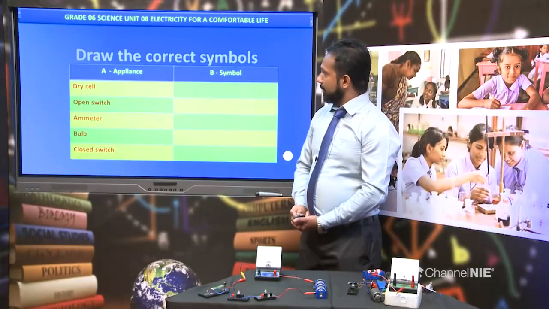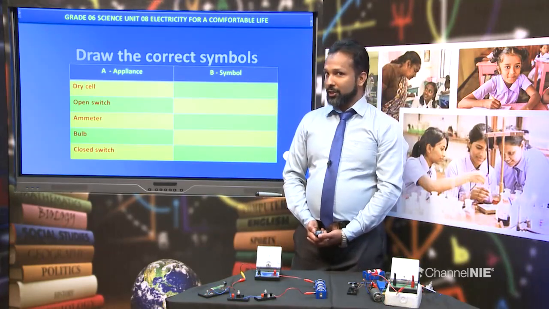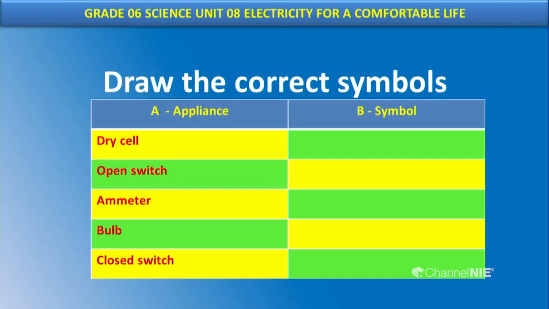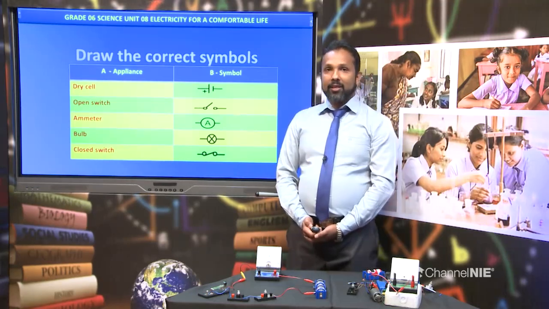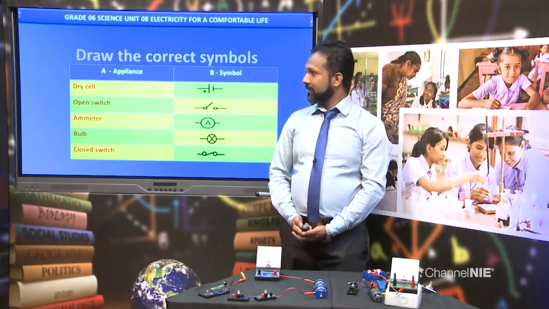Right. Then I am going to give you another activity. Please try to answer this question. Do you know the symbols of these electrical appliances? Dry cell. You can remember. This is the symbol of the dry cell. Open switch. Ammeter, right. Symbol of the bulb, right. Symbol of the closed switch, like this. Then I think you studied the symbols of electrical appliances properly.